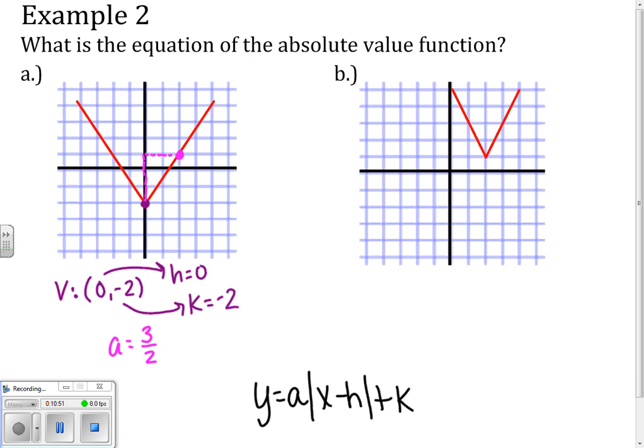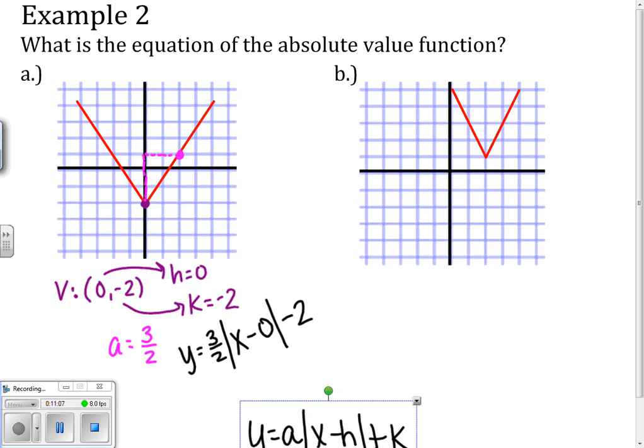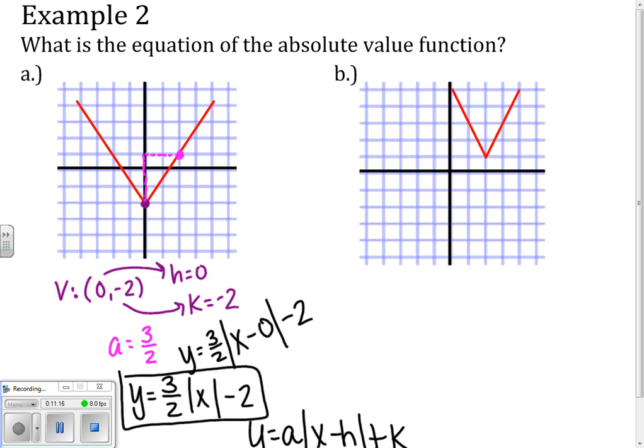So if I substitute A, H, and K into this general form that I have, I get y equals 3/2 times the absolute value of x minus 0, minus 2. Now, to be honest with you, that minus 0 bothers me a little bit, so I'm going to just rewrite this as a final answer. I get y equals 3/2 times the absolute value of x, minus 2. This is the answer you would be looking for, because the minus 0 is redundant.